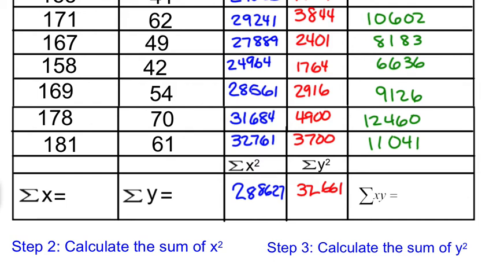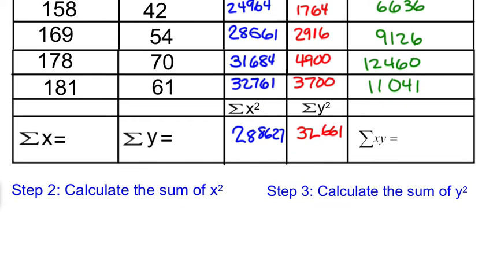All right. Looks like I might have missed one. Oh, nope, I didn't. We put it down here. So now the sum of x times y is 96,238. All right.